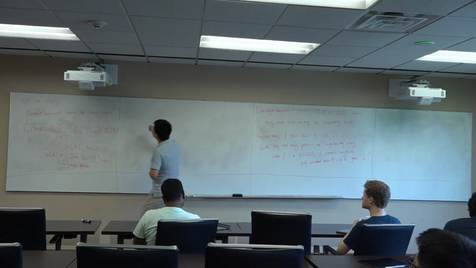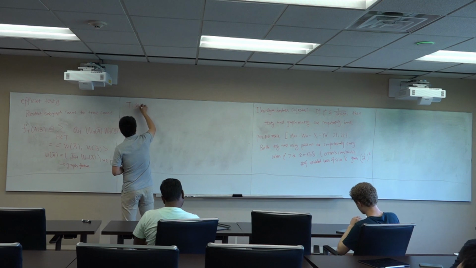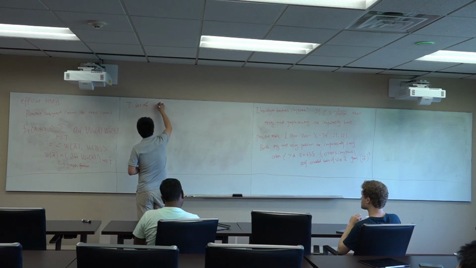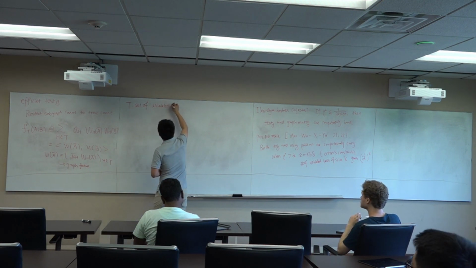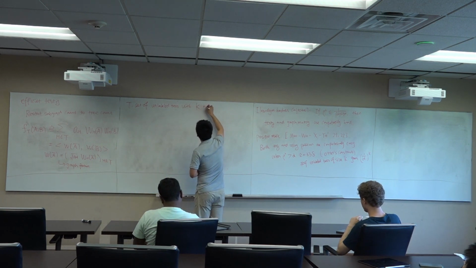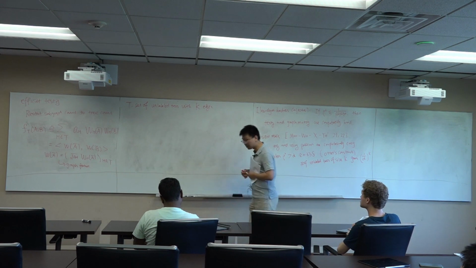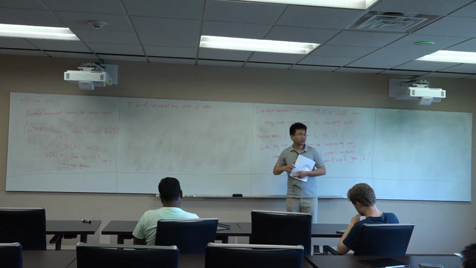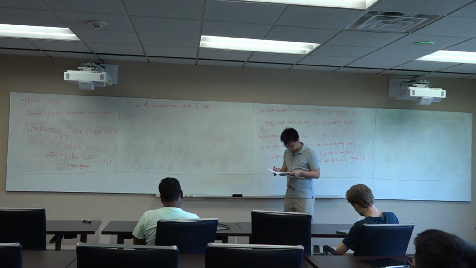So I'm going to focus on this. T is the set of unlabeled trees with k edges. What is K? K is the parameter that we're going to choose. Yeah, yeah.